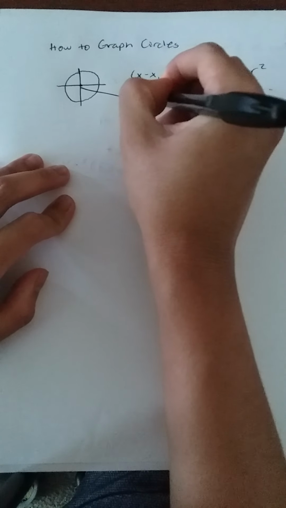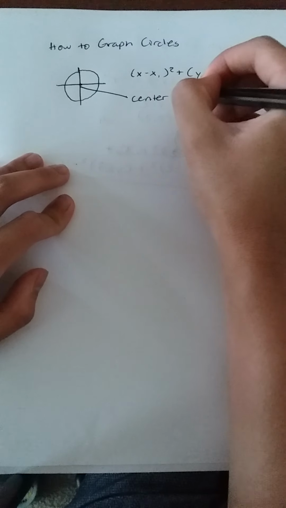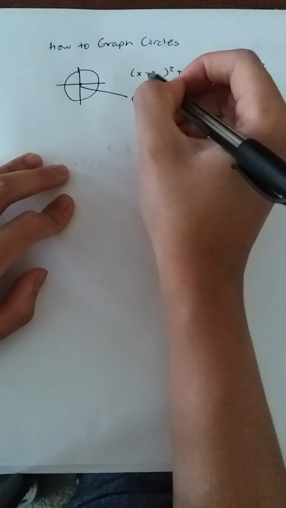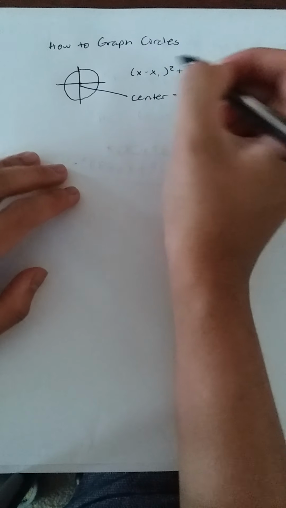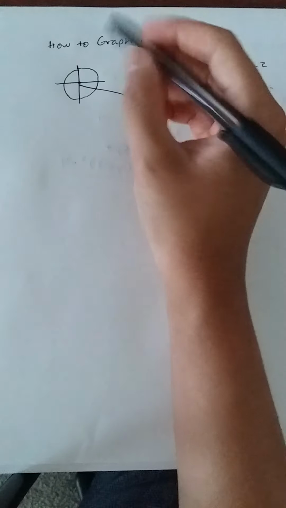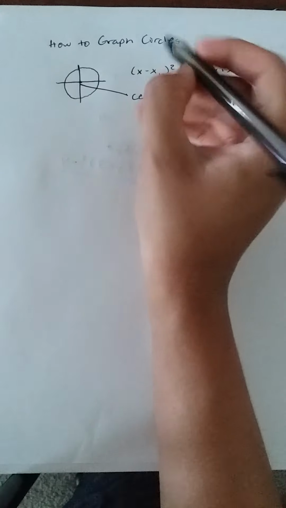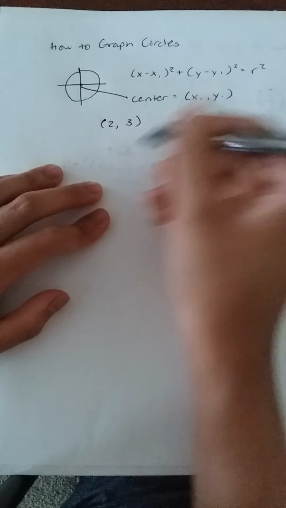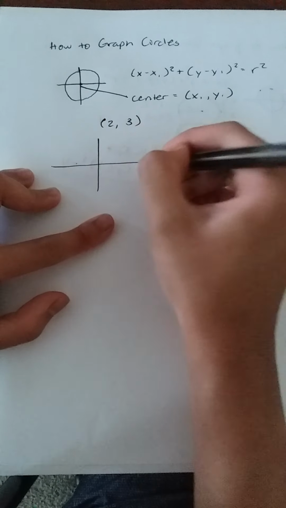Center equals (x1, y1), and it's the opposite. So it's the opposite of what it was. So if we have a center at (2, 3), let's draw that first.